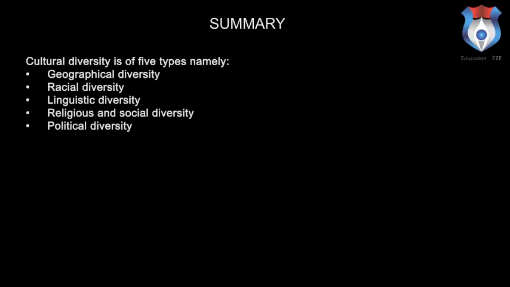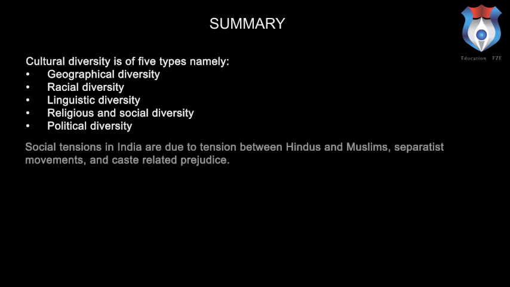Summary. Now in the end, let us summarize what we have learned in this lecture. Cultural diversity is of five types, namely geographical diversity, racial diversity, linguistic diversity, religious and social diversity, political diversity. Social tension in India is due to tension between Hindus and Muslims, separatist movements and caste-related prejudice.